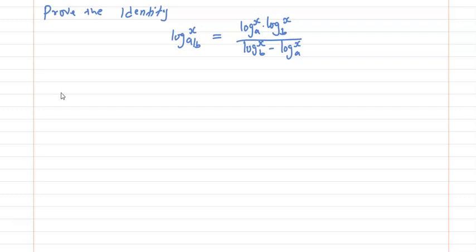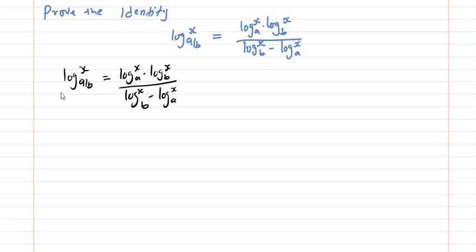For here now, we have log x to base a over b, right there, equal to log x to base a multiplied by log x to base b over log x to base b minus log x to base a. How is this identity equal to this?